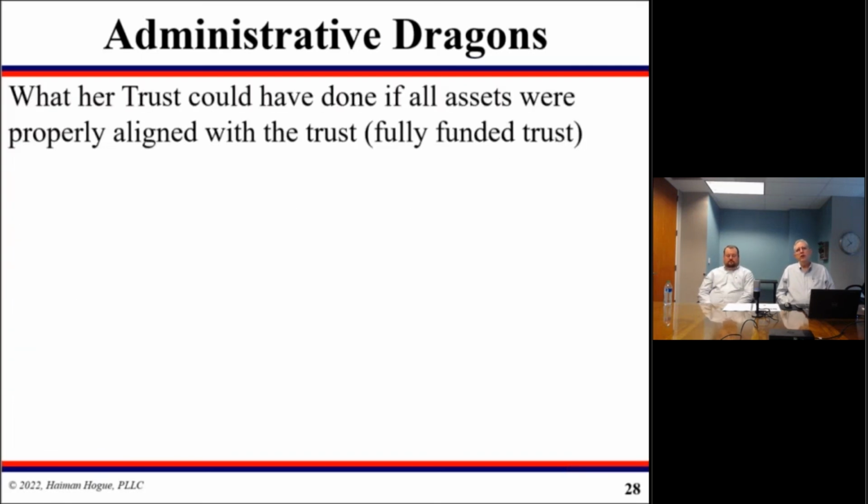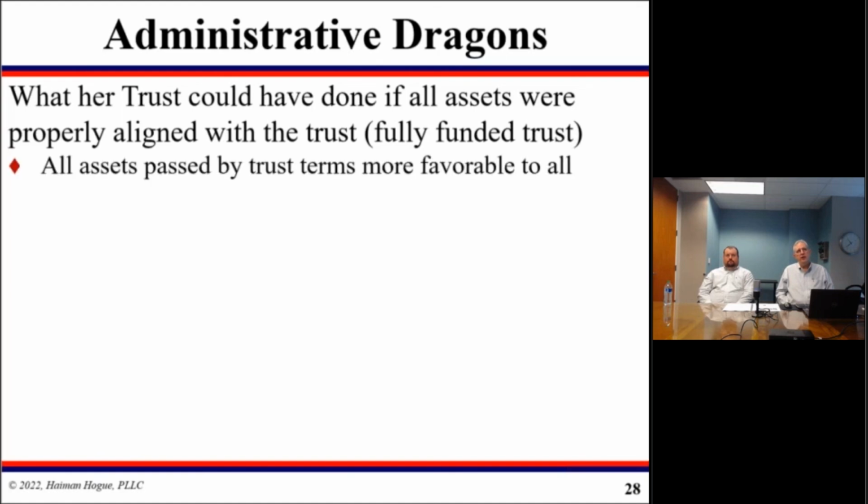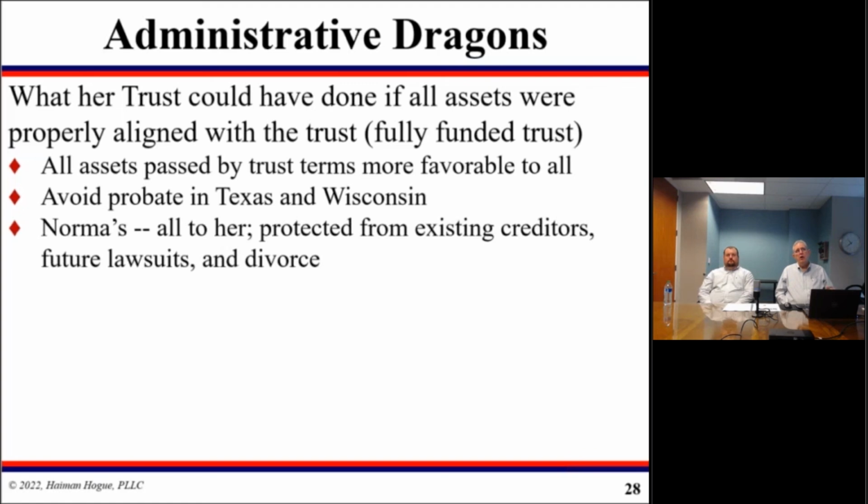Now, what could her trust have done if all the assets were properly aligned? And that's sometimes called fully funding the trust. Well, all the assets passed by the trust terms are more favorable to everyone. It avoids probate in Texas and Wisconsin. Norma's would all go to her. It would be protected from any existing creditors, future lawsuits, and divorce.